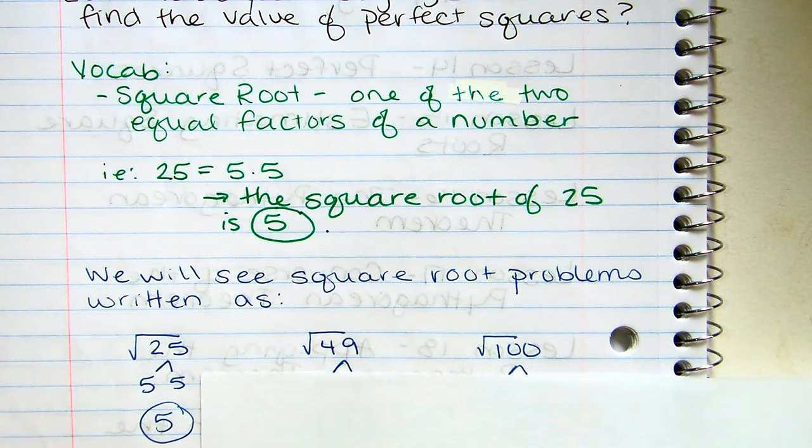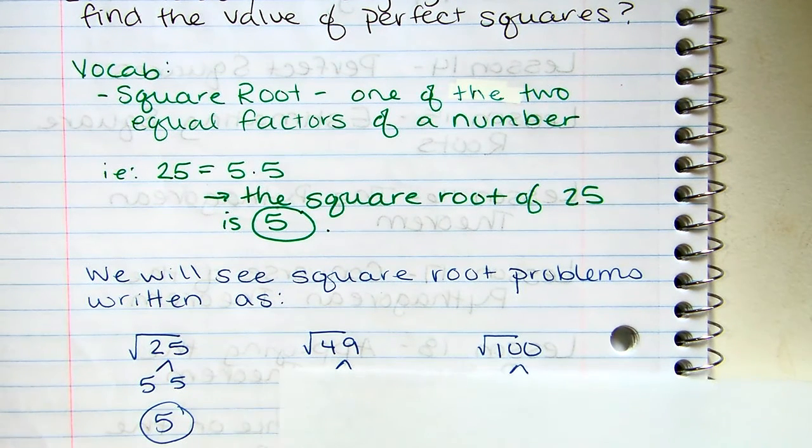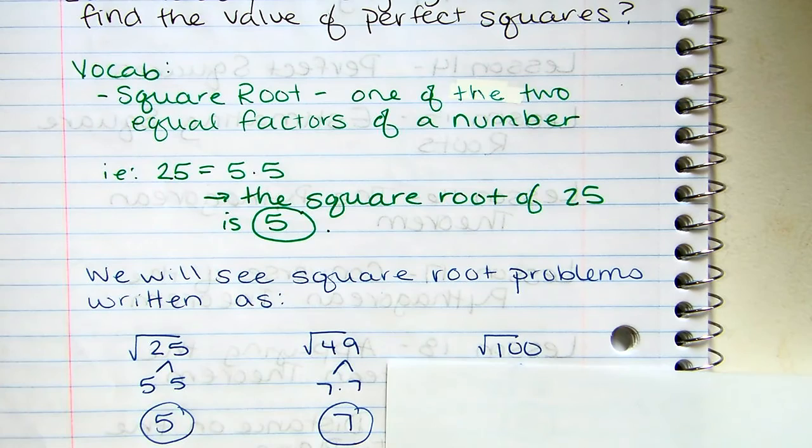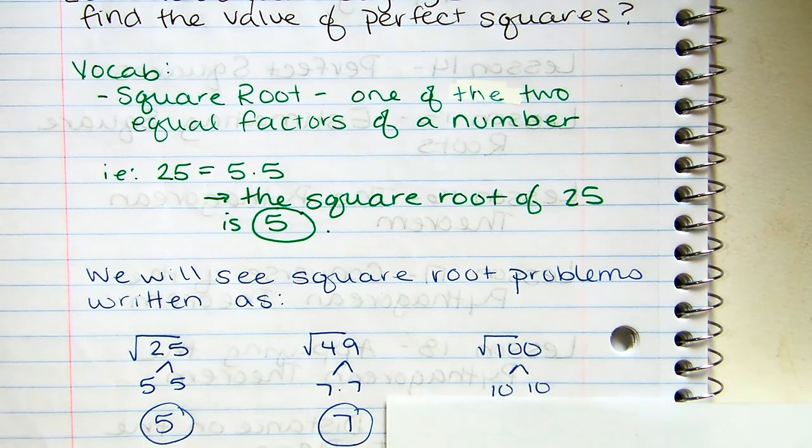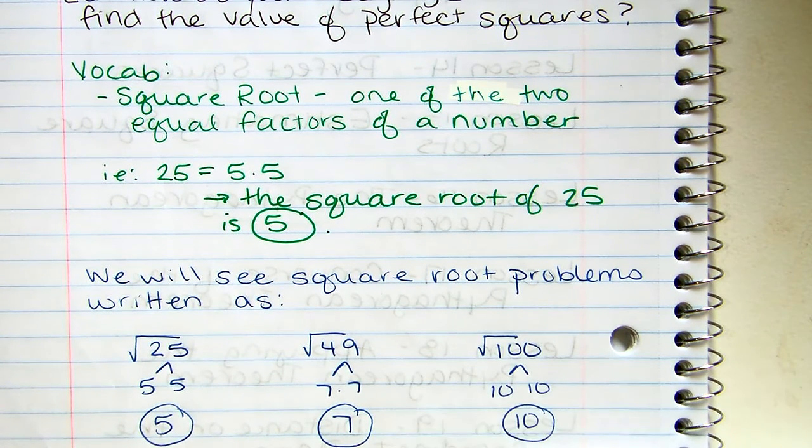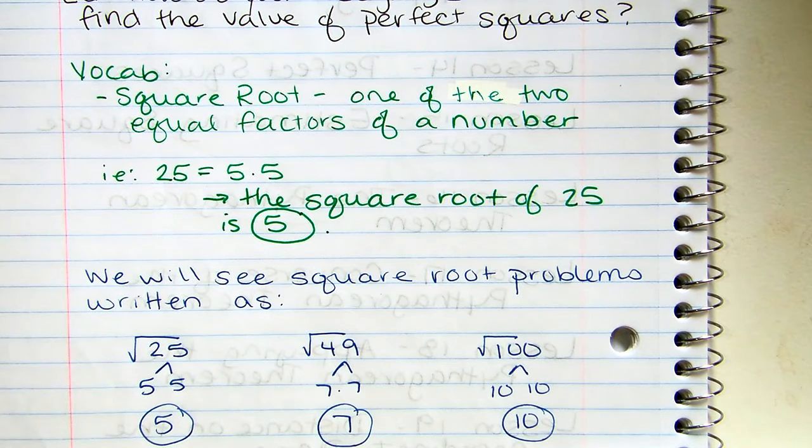Now the same two numbers that multiply together to give me 49 are 7 times 7. So the square root of 49 is 7. And once again, the square root of 100, the same number multiplied by itself to give me 100 is 10. 10 times 10 gives me 100. So therefore, my square root is 10.